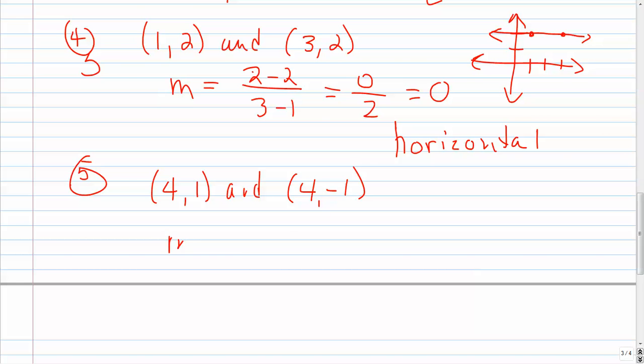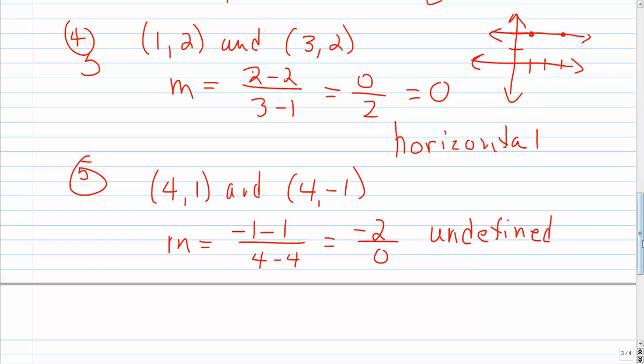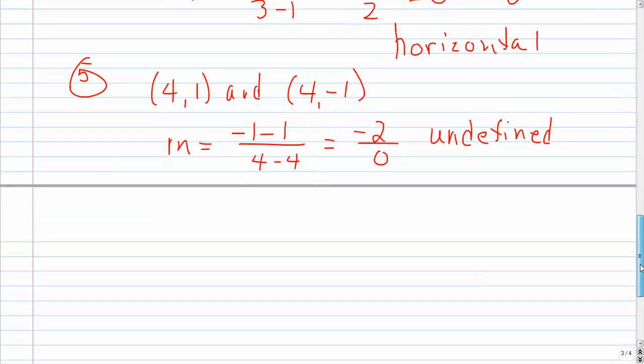And so if we use the slope formula, if we subtract the y coordinates, it's going to be -1 minus 1 over the difference in the x coordinates, which would be 4 minus 4. And so -1 minus 1 is -2, and 4 minus 4 is 0. And so remember, you cannot divide by 0, so we would say that this is undefined. There is no real number that's equal to -2 divided by 0.